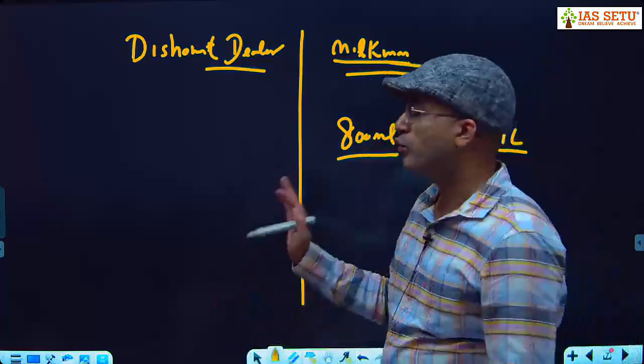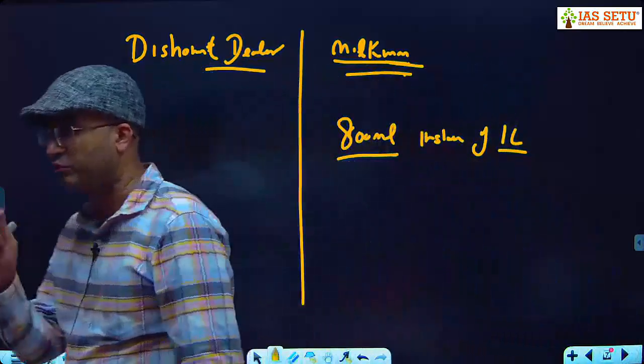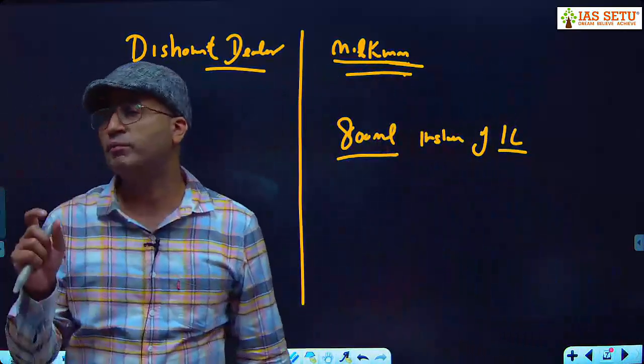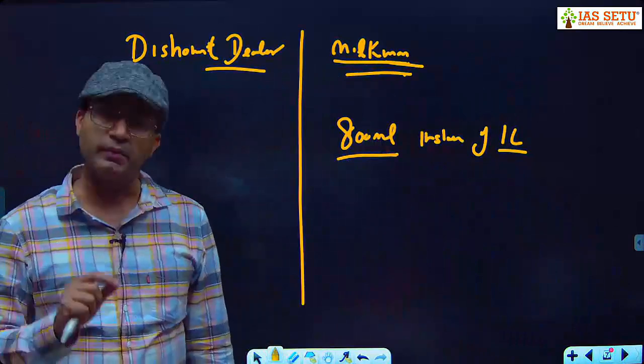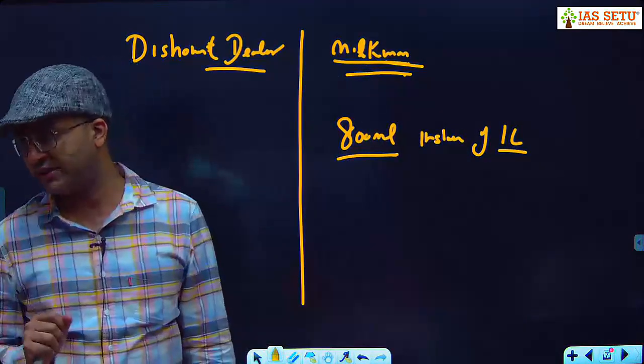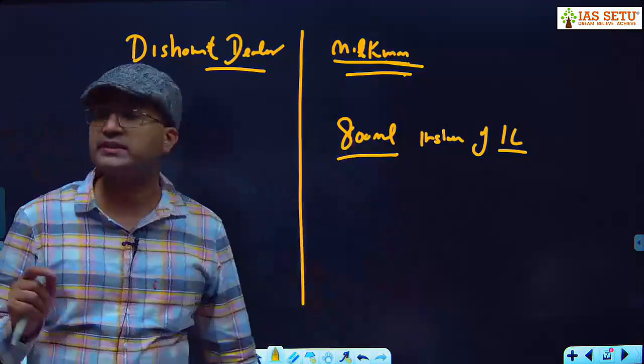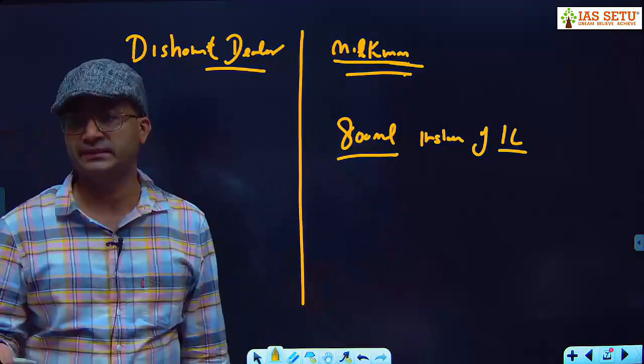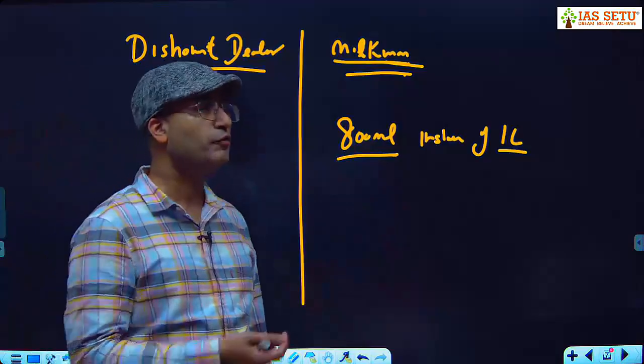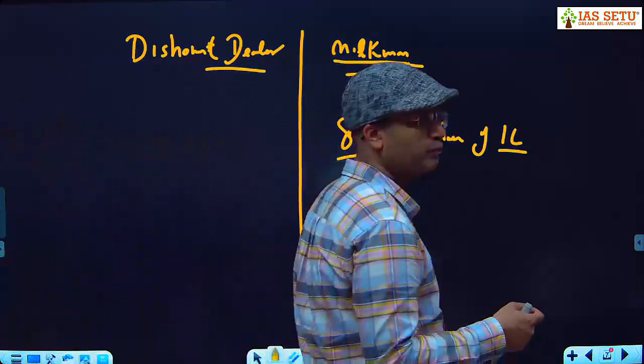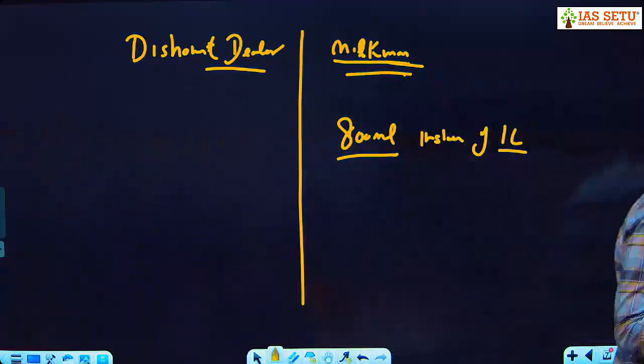Okay, so what we will do, there are two types of cheating. One type of cheating where we compromise the quantity, we give 800 gram instead of 1 kg. Second type of cheating is where we compromise the quality, we do adulteration, we add water in milk. Okay, see here that type of question we have.